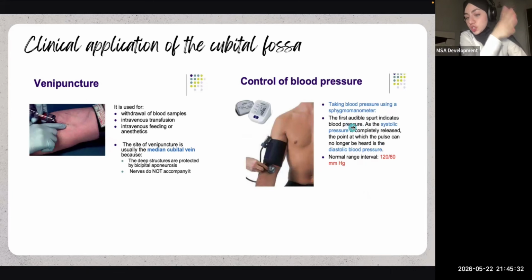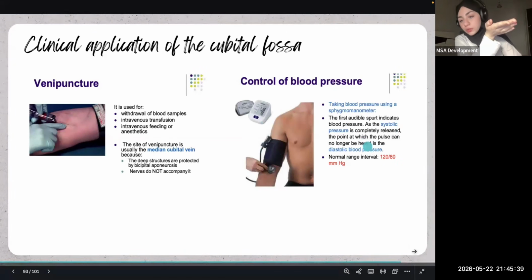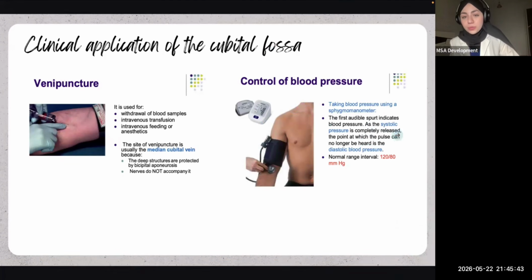The second the sound stops, and then it stops, this is going to be your diastolic blood pressure. The normal range, of course, is 120/80. I don't see how she'll ask about this. She probably won't. She just put it as a fun fact, probably.